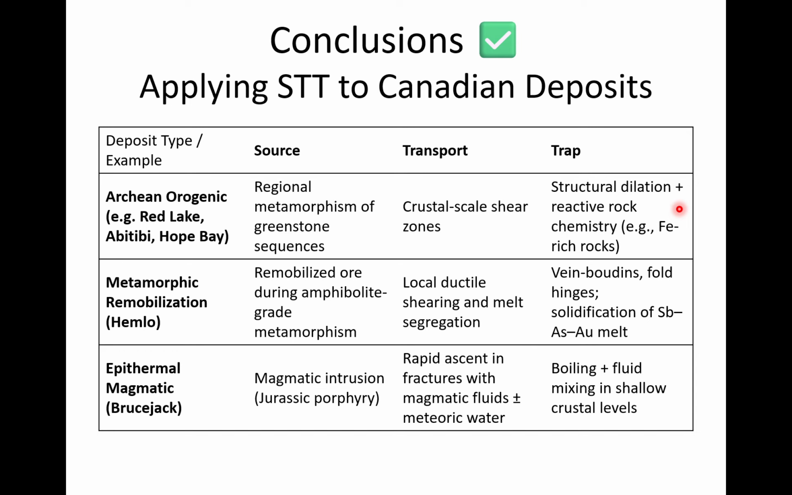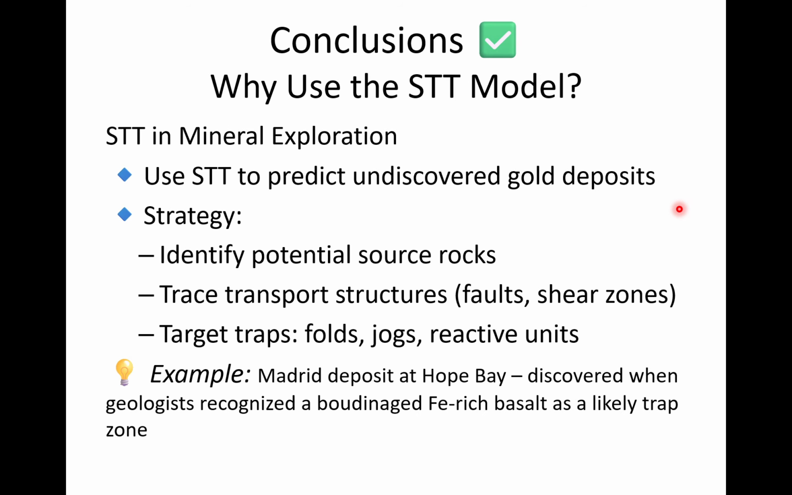In the Hemlo deposit, we saw a special case where metamorphism itself remobilized and retrapped gold, highlighting that STT processes can reoccur in multiple stages. In magmatic epithermal systems like Brucejack, the source is magmatic intrusion, transport is rapid, in fractures with magmatic fluids, and the trap is largely fluid boiling and mixing in the shallow crust.